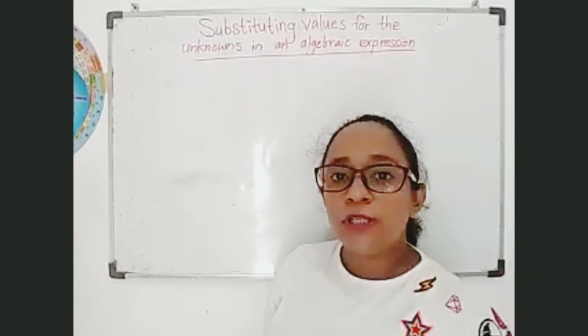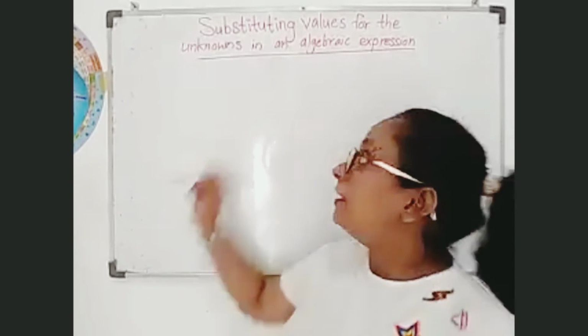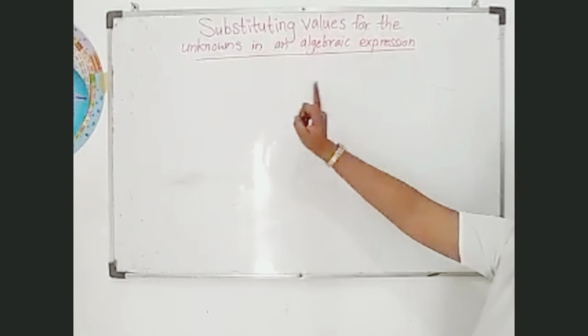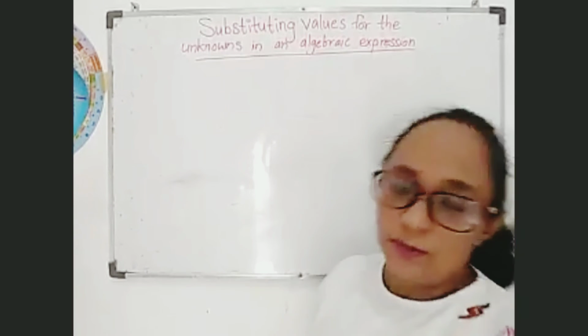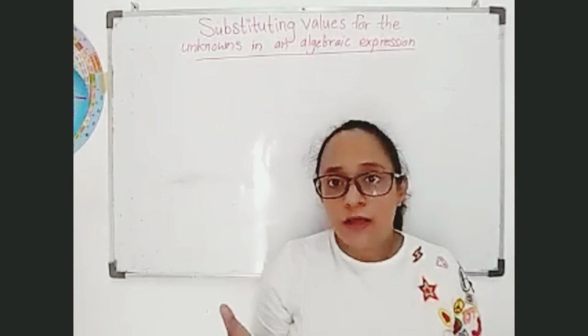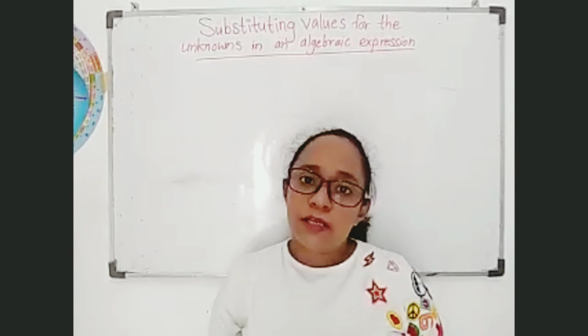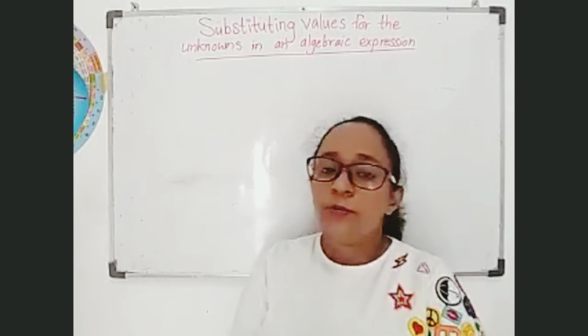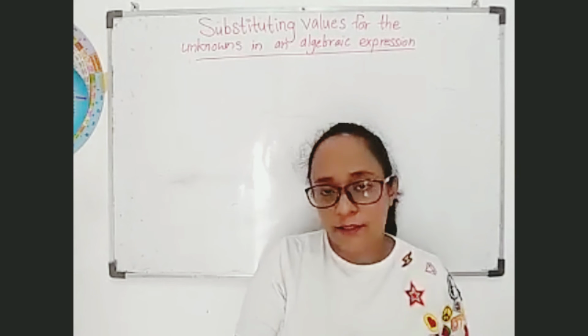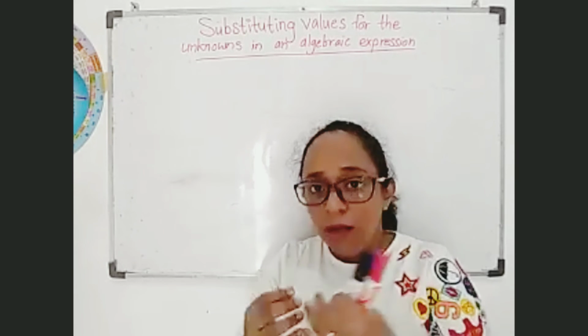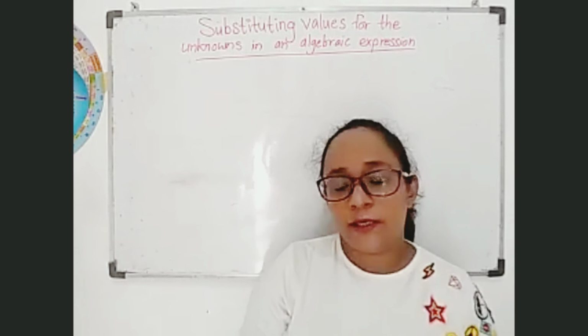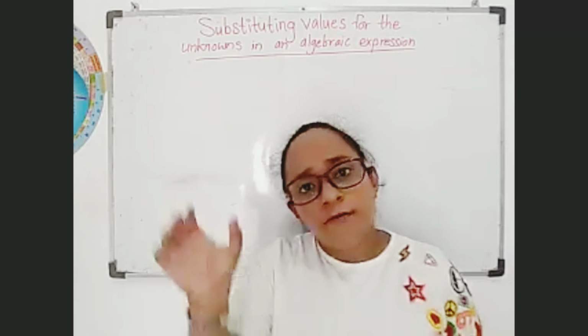So we have come to the last part of this lesson, that is substituting values for the unknowns in algebraic expressions. Up to now we were discussing constructing algebraic expressions and simplifying them. But we couldn't find a final answer.